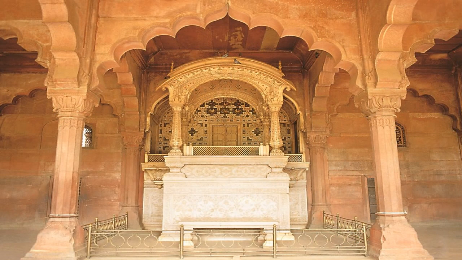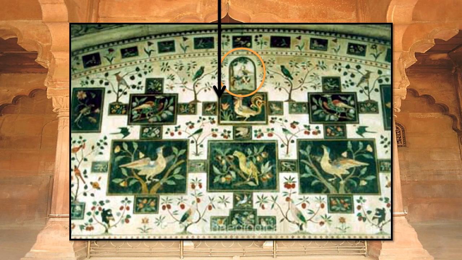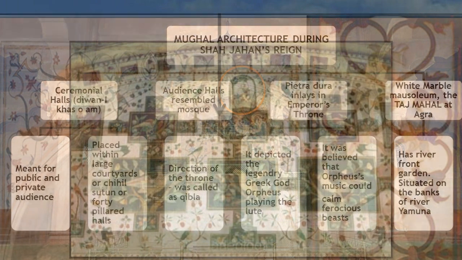So you can see the throne of the king, which is at Red Fort in Delhi. This throne has a lot of Pietra dura inlays. At the back side also we can see such inlays. And images have also been created. One such image is of Greek god Orpheus who is playing the lute. Now it was believed that his music was so good that it could calm ferocious beasts. That means अगर वो कुछ म्यूजिक बजाएंगे तो भयंकर से भयंकर राक्षस भी शांत हो जाएगा.